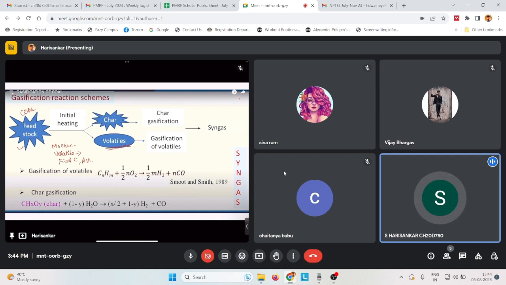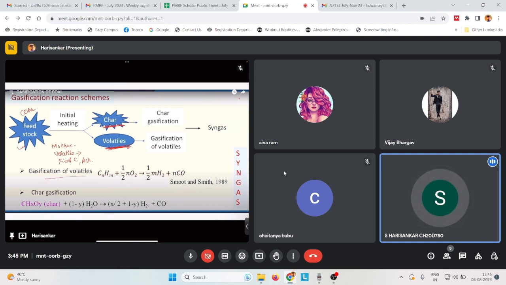So when we heat our coal, we can get two parts: a volatile form and a non-volatile char. We can gasify whatever is getting volatilized from the coal to produce syngas, or we can gasify the char, which is non-volatile in nature, to produce syngas. Each of these two routes has its own stoichiometric requirement of oxygen and its own stoichiometric reaction formula.